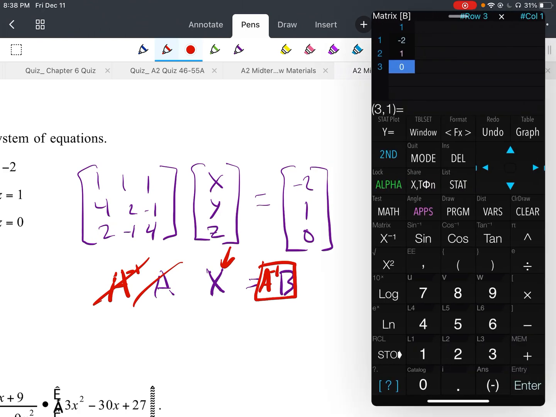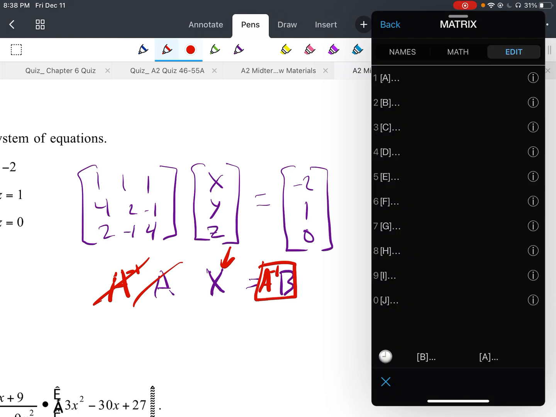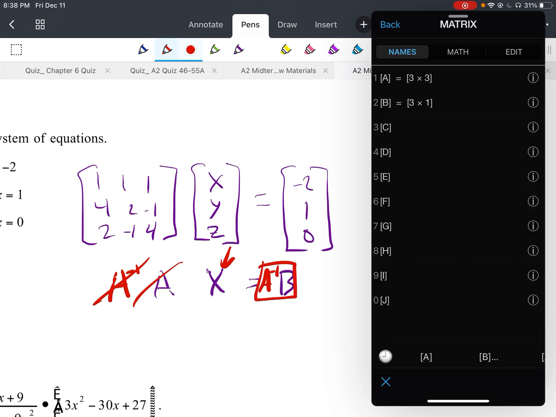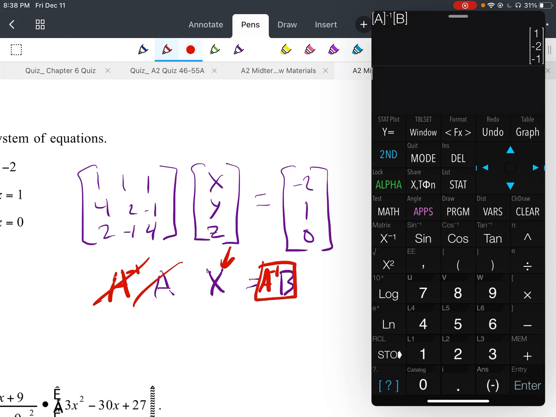So let's do it. Go back to your main screen, and you're going to type A. So matrix. Now instead of edit, you're going to names. So I'm going to pick A, and then inverse is right where the matrix button is. So the -1, X to the -1. So A inverse, and then now I do matrix again. Pick B, bam, and I get 1, -2, -1.